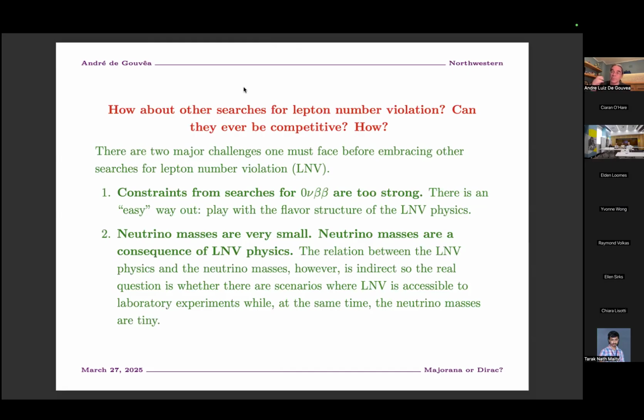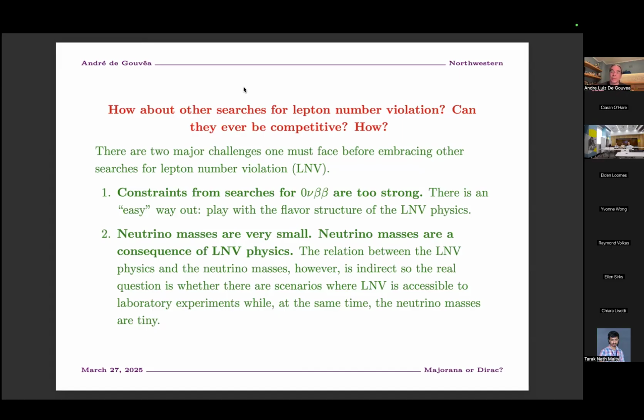The problem is before you would decide that you want to invest a lot of time doing this, you need to worry about two things. One thing you need to worry about is constraints for neutrinoless double beta decay are very, very, very strong. There's no other probe, naively, that can compete with neutrinoless double beta decay. So that's one big concern.